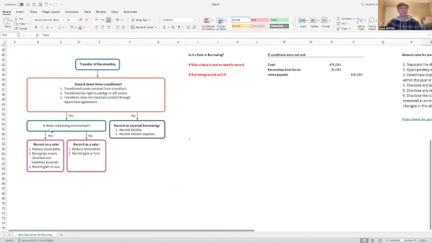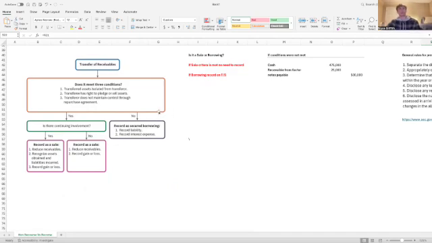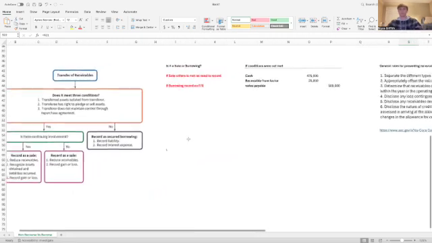If yes, is there continuing involvement? Yes. Record as sale? No. If yes, record as sale, reduce receivables, recognize assets obtained and liabilities incurred, record gain or loss, which we did earlier. Is there not continuing involvement? Still, we're going to record as sale, but we're going to reduce receivables and record gain or loss. And if these conditions are not met, we're going to record as secured borrowing, record these liabilities, and record the interest expense on the balance sheet.